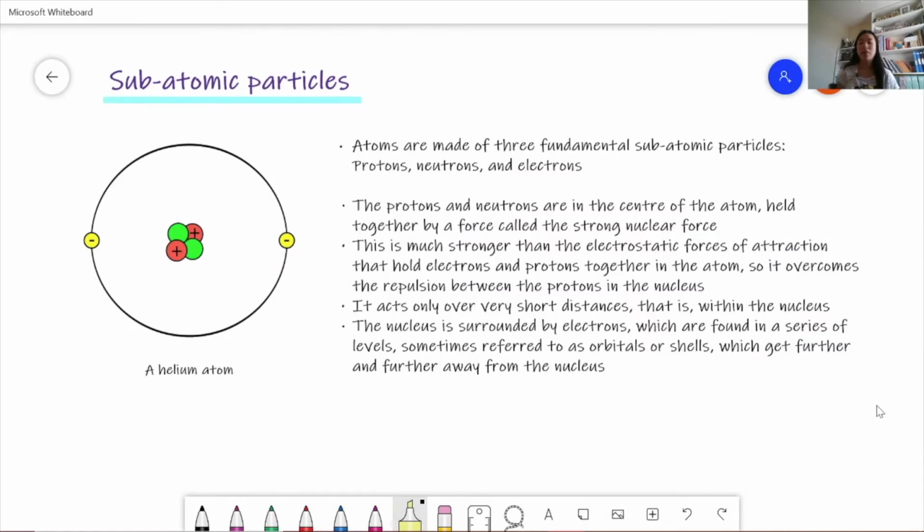Now we're going to look a bit more into subatomic particles. So atoms are made up of three fundamental subatomic particles: protons, neutrons, and also electrons. The protons and neutrons make up the nucleus, the central part of the atom, and they are held together by a force called the strong nuclear force. This is much stronger than the electrostatic forces of attraction that hold electrons and protons together in the atom, and so it overcomes the repulsion between the protons in the nucleus.